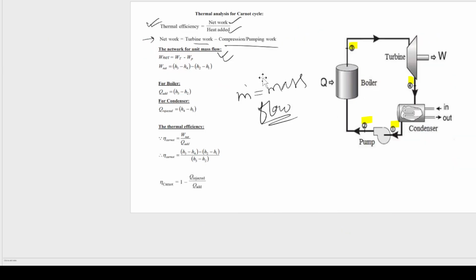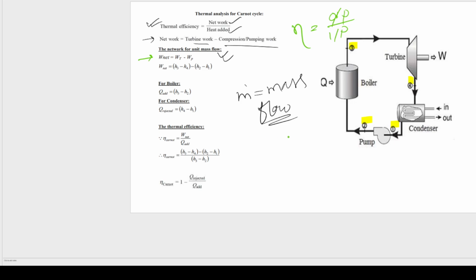So this is the equation that I'm going to use. The thermal efficiency is of course net work over heat added. That means the thermal efficiency is always output over the input, right? So I'm going to get the value of net work. So what is the net work? Here we can see that the turbine is doing some work and the pump is also doing some work. So we need to subtract the pump work from the turbine work, right?